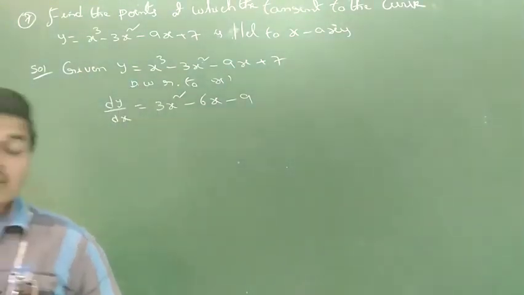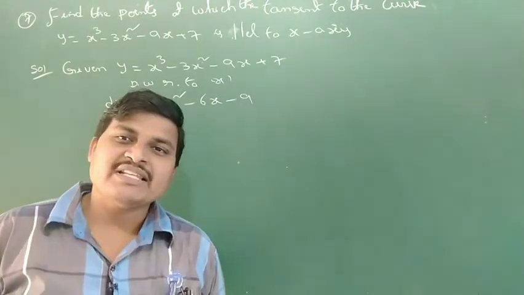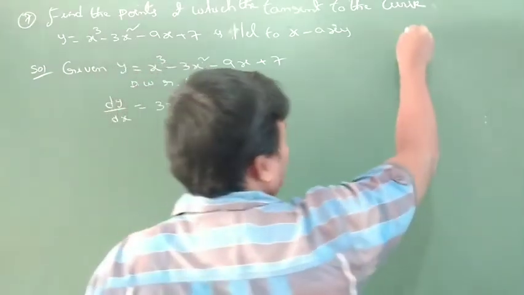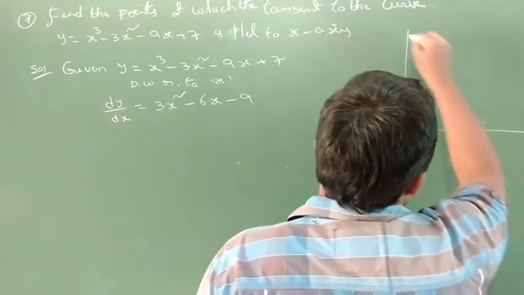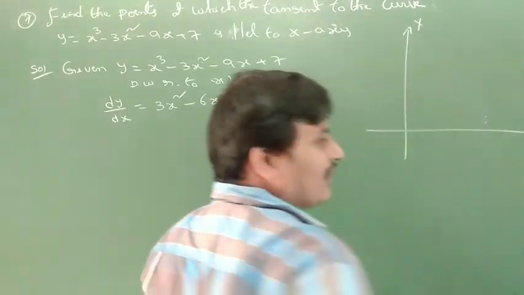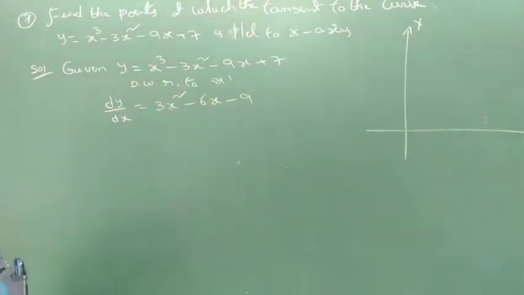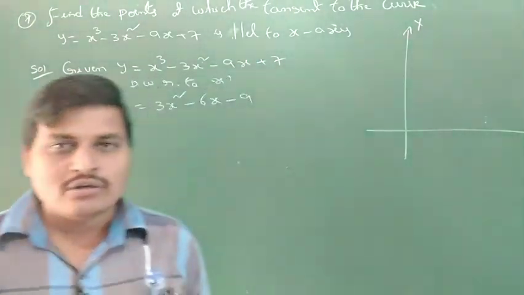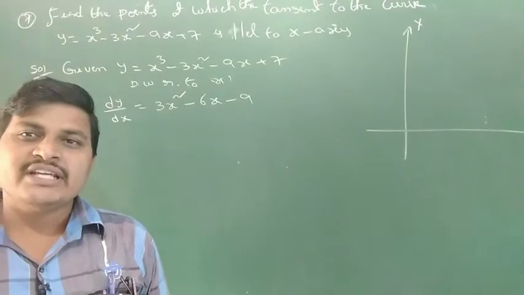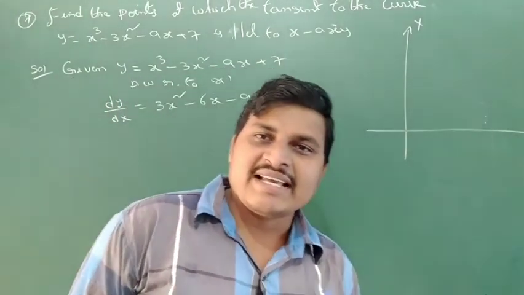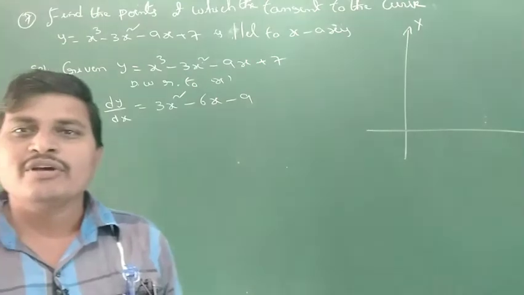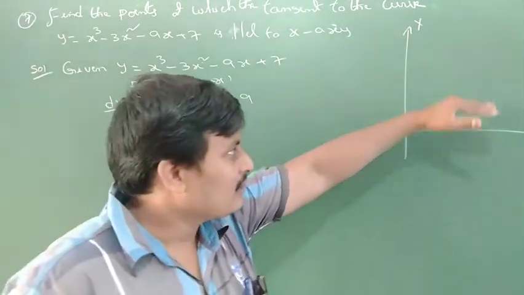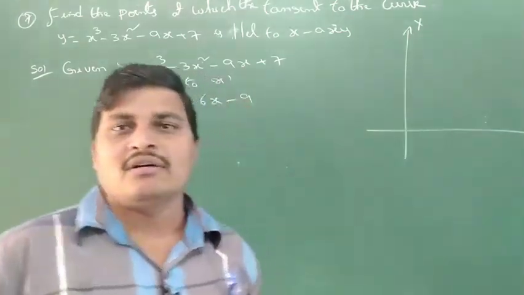So what is the slope of the x axis? What is the angle of the x-axis? The x-axis and y-axis are perpendicular to each other. The angle of the x-axis is 0. By the definition of slope, tan theta, so theta is equal to 0, and the slope of the x-axis is tan 0, which is equal to 0. So the slope of the x-axis is 0, and a line parallel to the x-axis also has slope 0.